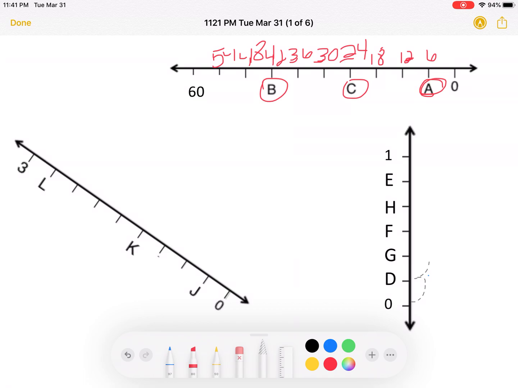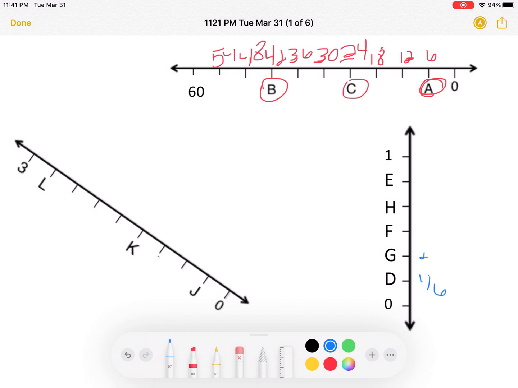So here we have 1, 2, 3, 4, 5, 6. So 6 parts make up the entire whole. From 0 to 1, I have 6 parts, so our denominator would be 6. Each one of these fractions would be worth 1/6.